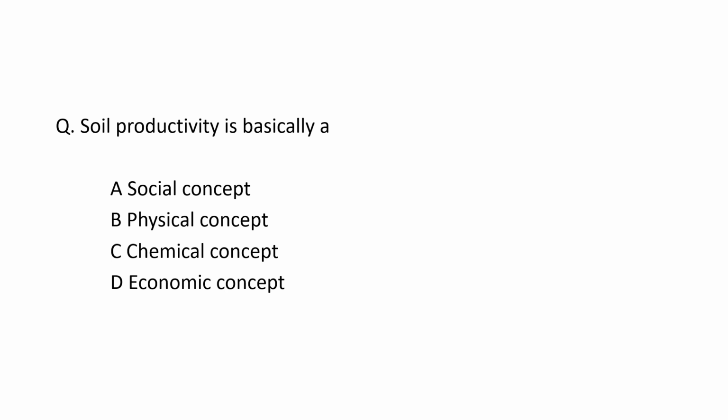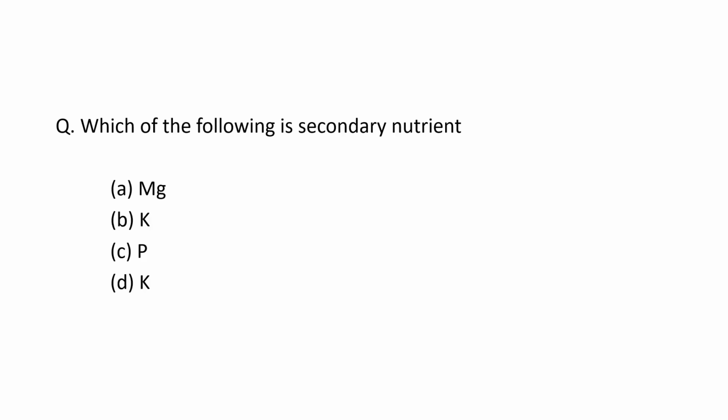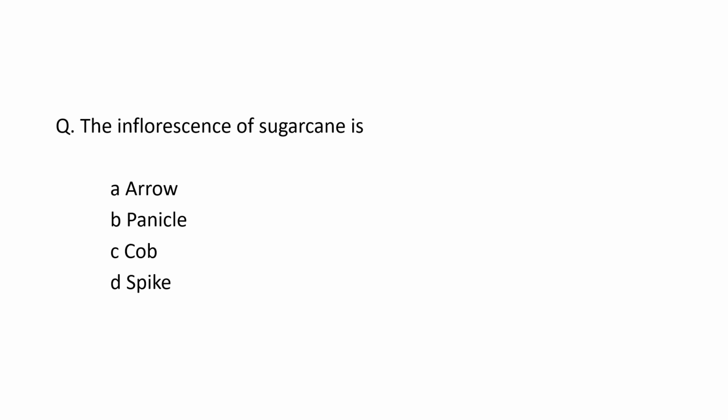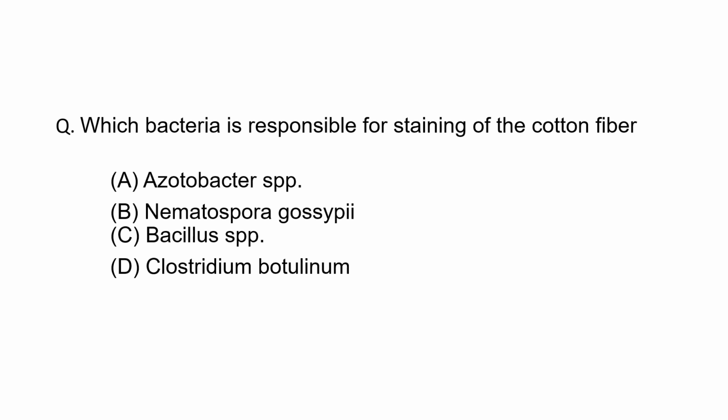Next, soil productivity is basically a, the right option is D, economic concept. In rice, seedlings are ready for transplanting between, the right option is 11 to 14 days after sowing. Which of the following is a secondary nutrient? The right option is A, magnesium. The inflorescence of sugarcane, the right option is A, arrow. Stripping of sugarcane leaves minimizes the attack of, the right option is mealybugs. Which bacteria is responsible for staining of the cotton fiber? The right option is D, Clostridium.